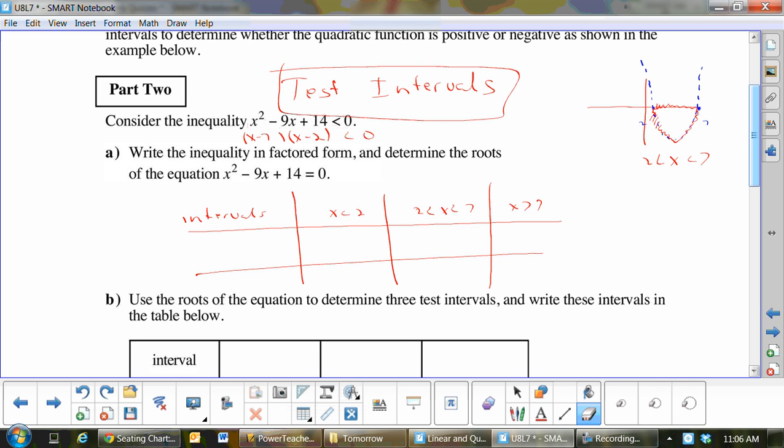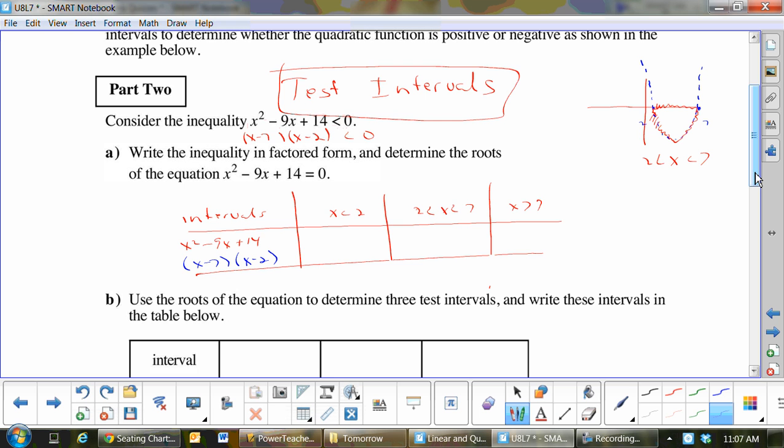What you're going to write here is your actual equation: x squared minus 9x plus 14. I actually like it the factored way, and you'll see why: (x minus 7)(x minus 2). Because with the factored way, I can do the math in my head a lot easier.